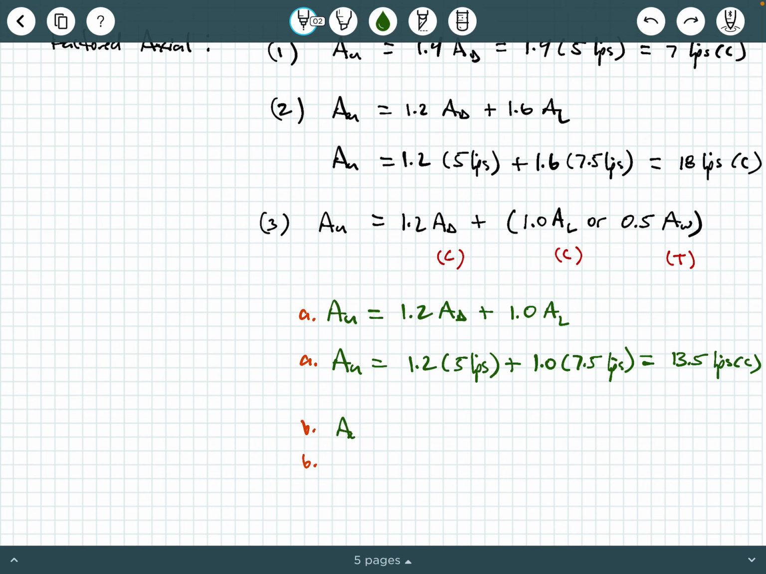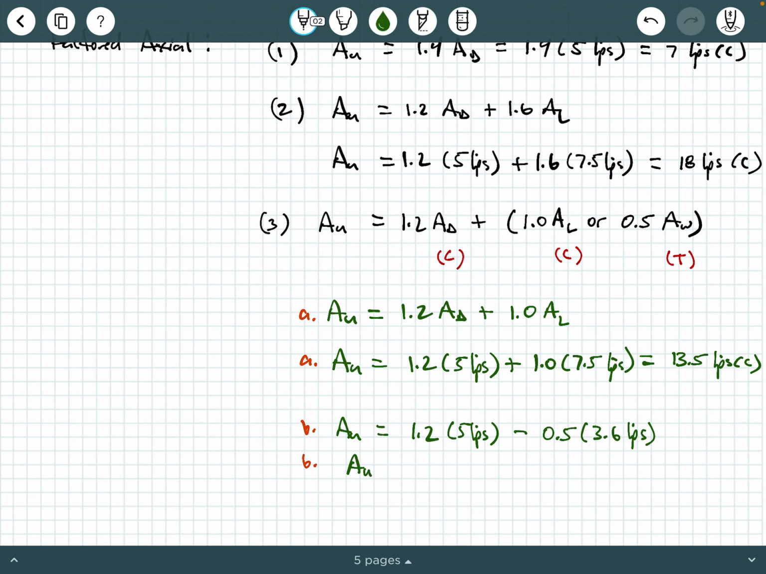We're going to say AU equals 1.2 times 5 kips, and then minus 0.5 times 3.6 kips. Okay. Why are we saying minus here? Well, remember the axial load in AB due to the wind is in tension, so it's acting in opposite of the compressive force, so it's counteracting it. So you need a change of sign there, okay?